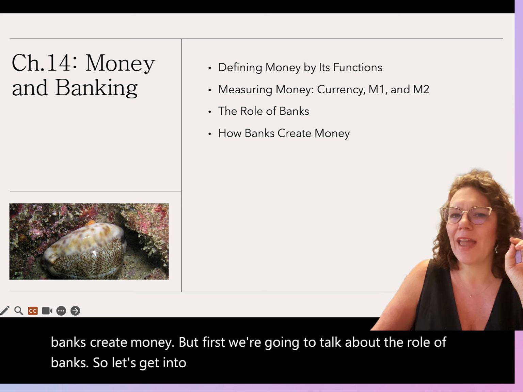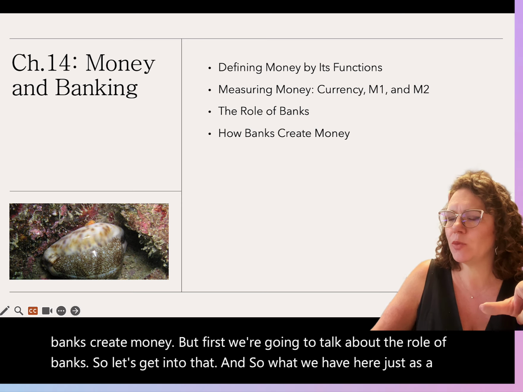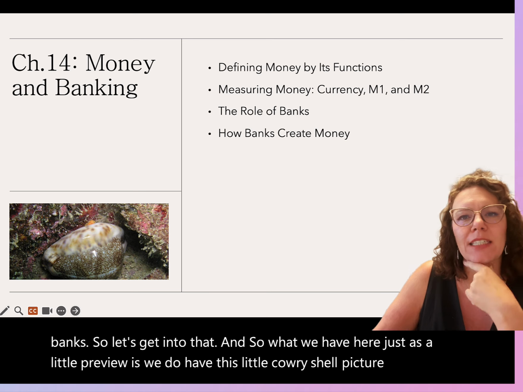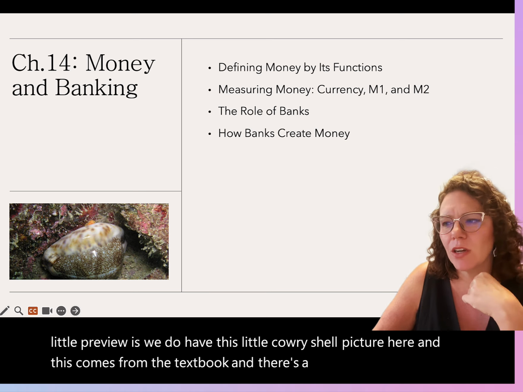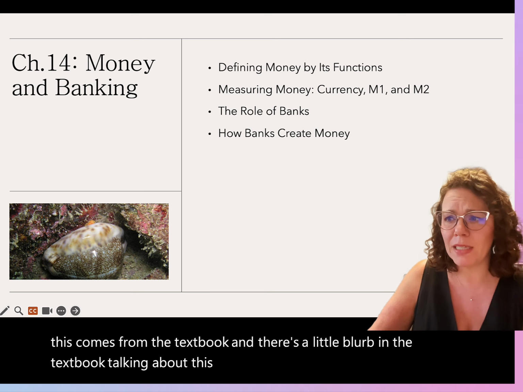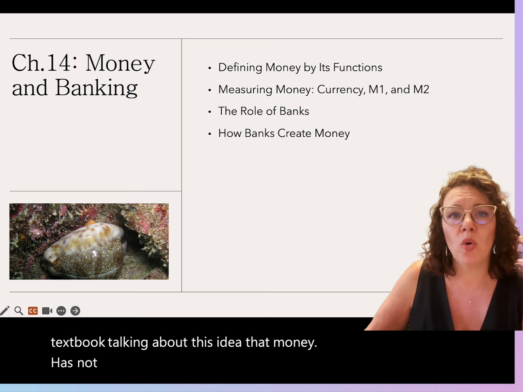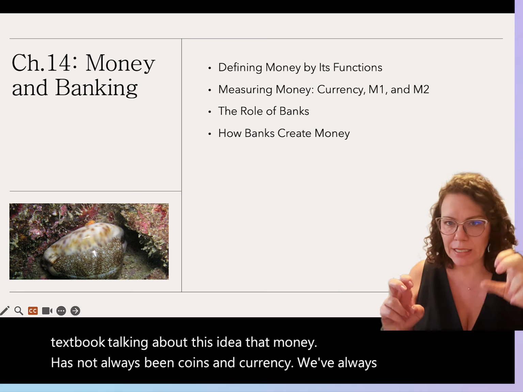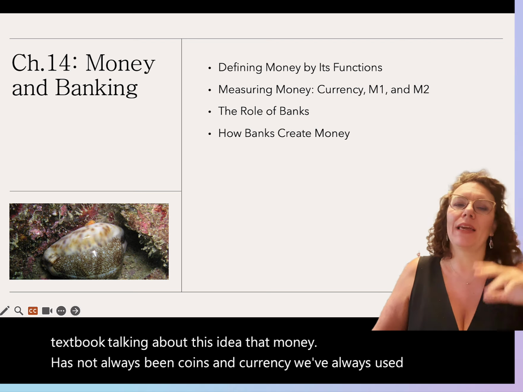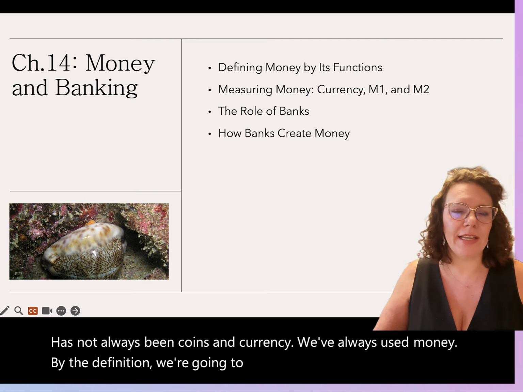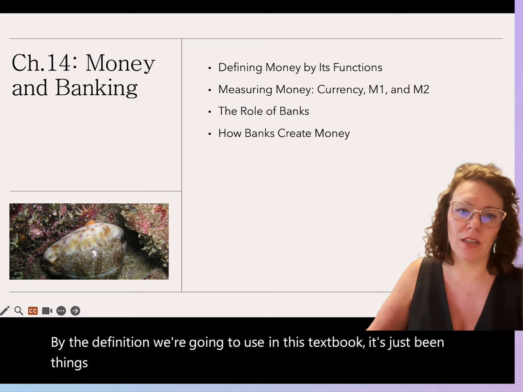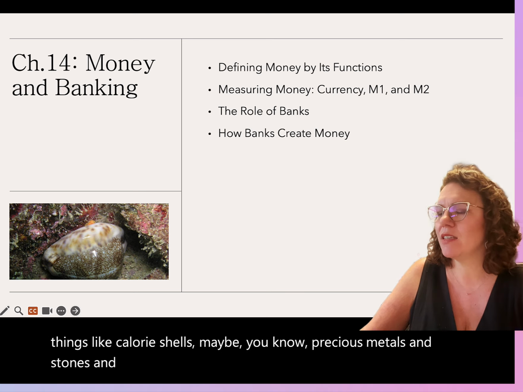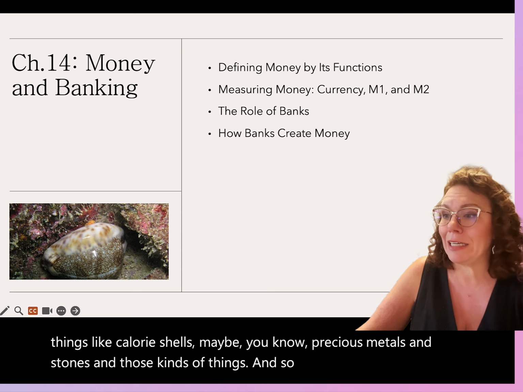And so what we have here, just as a little preview, is this little cowrie shell picture, and this comes from the textbook. There's a little blurb in the textbook talking about this idea that money has not always been coins and currency. We've always used money, by the definition we're going to use in this textbook. It's just been things like cowrie shells, maybe, precious metals and stones and those kinds of things.